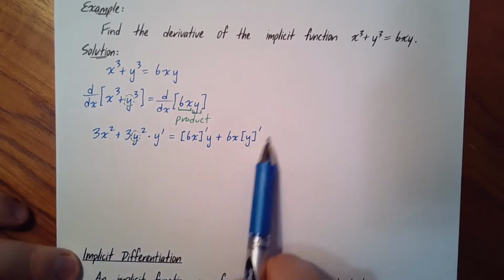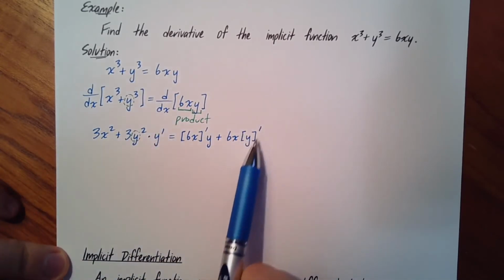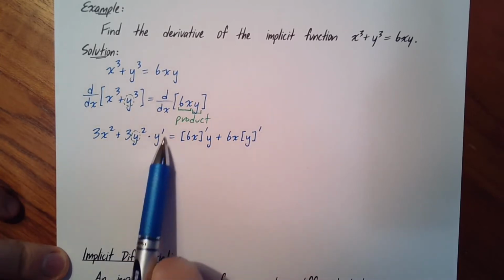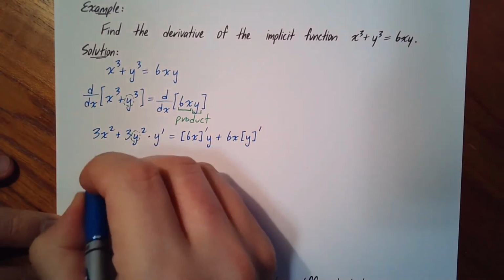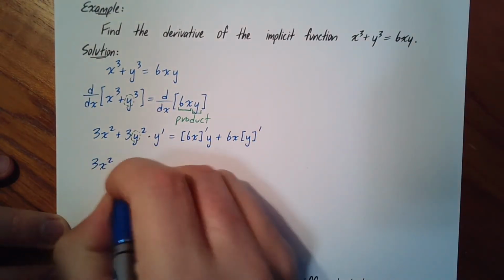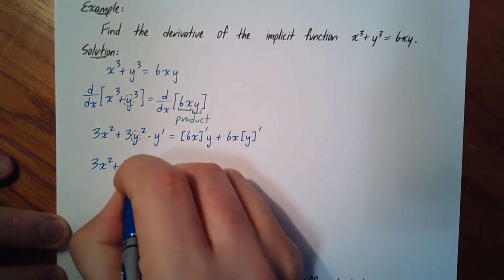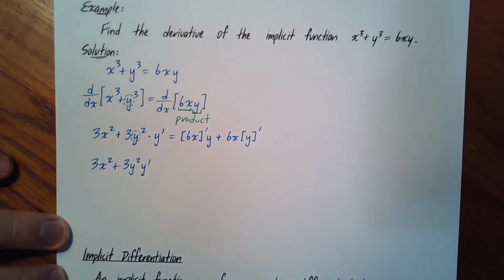Although it's going to show up a little bit on this term too, because when we go to take the derivative of y, we're going to do exactly what we did here and just use the y prime symbol. So I'll write one more line out here to clean this up. We're going to get 3x squared plus 3y squared y prime.